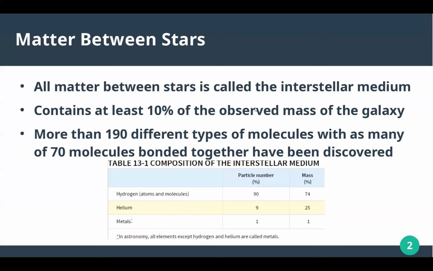with as many as 70 molecules bonded together have been discovered. 90% of the particle number in the interstellar medium is hydrogen, 9% is helium, and 1% is metals, while 74% of the mass is hydrogen, 25% of the mass is helium, and only 1% of the mass is metals. I want to remind you that metals constitute anything that isn't hydrogen or helium.